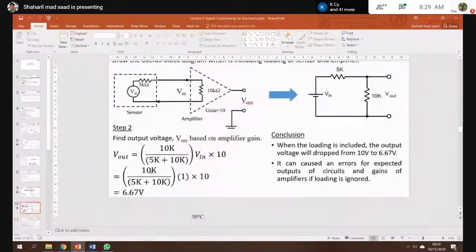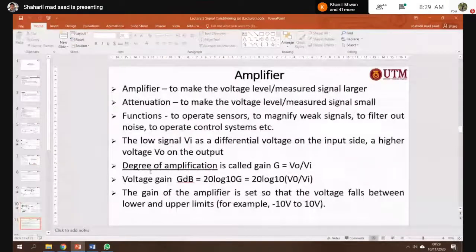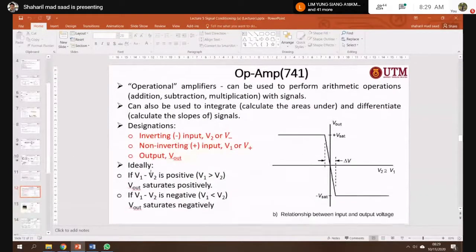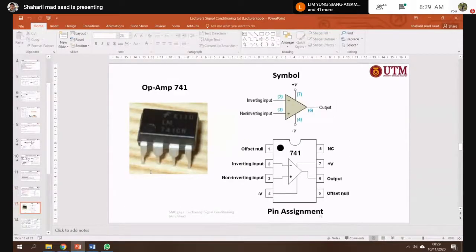So amplifier is used to amplify and also to attenuate or de-amplify. Okay, this one is the theoretical part, I don't want to go through it. The very basic amplifier is the OP 741, so it has only one output.